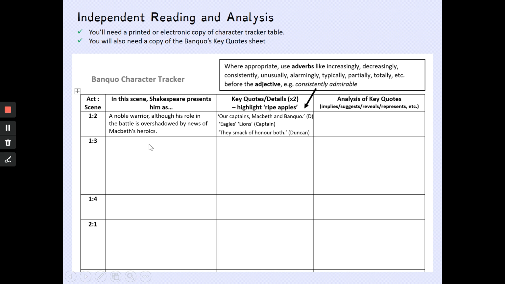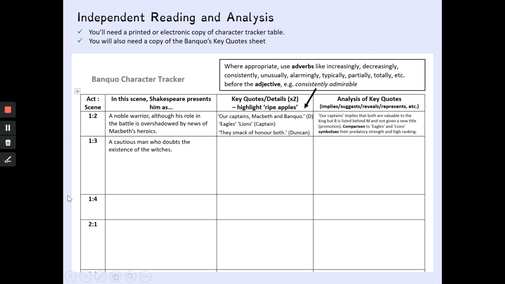So we've got our point, we've got our evidence, and then we're going to move on to our analysis. So here we've got our captains. Again, I'm going back to the ripe apples, the interesting part of this quote, and I'm saying it implies that both are valuable to the king, but Banquo is listed behind Macbeth and not given a new title or promotion. And then for eagles and lions, I've mentioned that this comparison to eagles and lions symbolises their predatory strength and high ranking. So I'm using some subject terminology here, comparison and symbolises, to explore Shakespeare's choices.